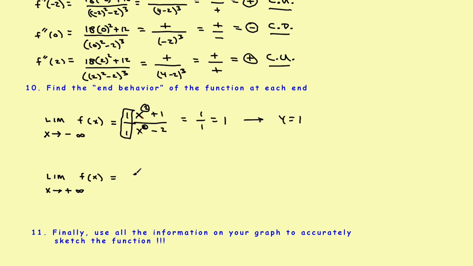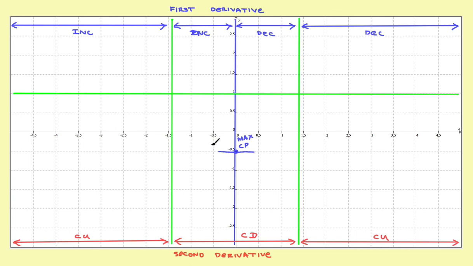And you can do the same thing here. When you plug it in, you'll wind up with a 1 over 1. I'll leave this other stuff out. Following the same logic, it's going to be y is equal to 1. So again, back to our graph, and that's really no new information. We have a horizontal asymptote, and the graph's going to have to approach that.